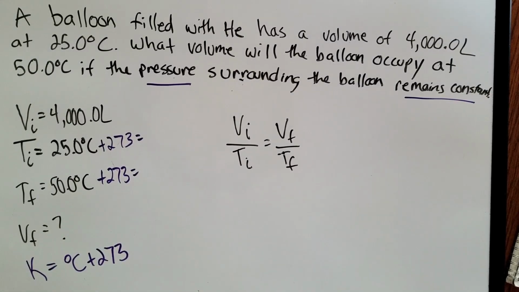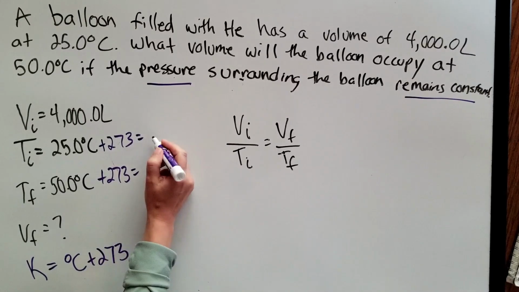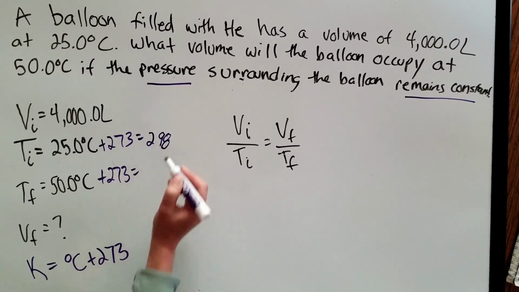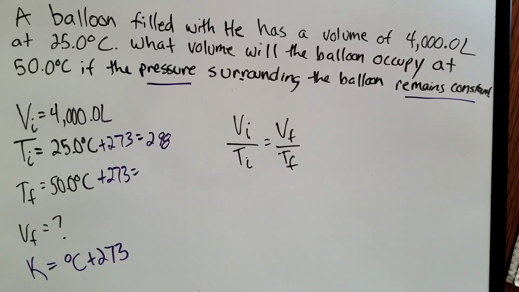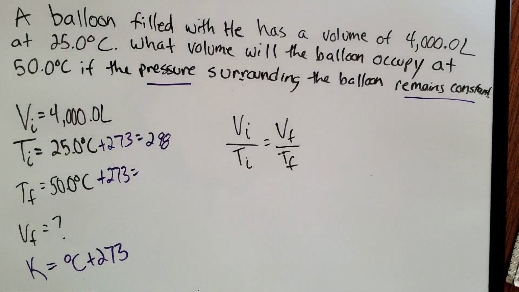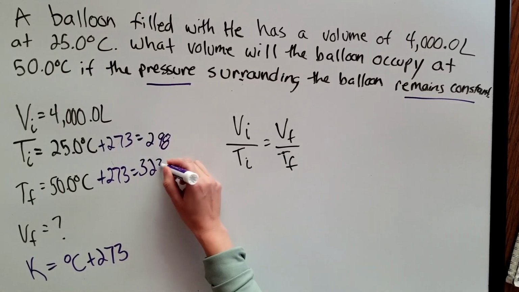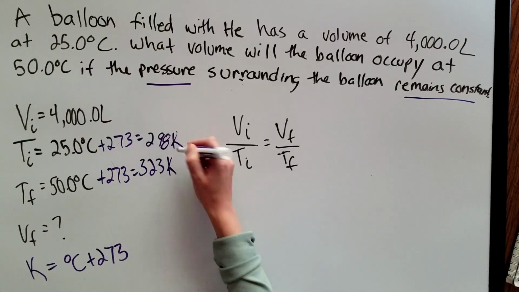Got my calculator. So 273 plus 25 is 298. And then 50 plus 273, so 323. Hopefully I'm doing these calculations right. So I got Kelvin, I got Kelvin.